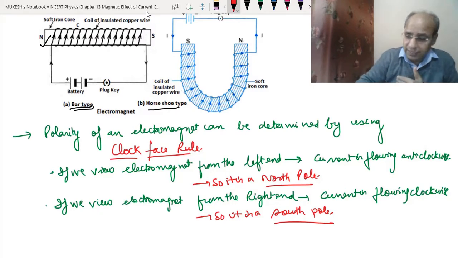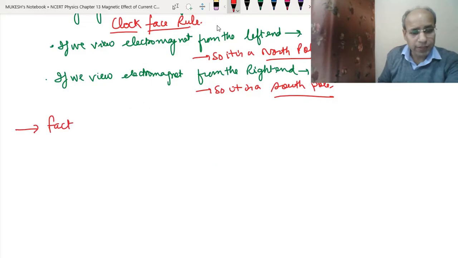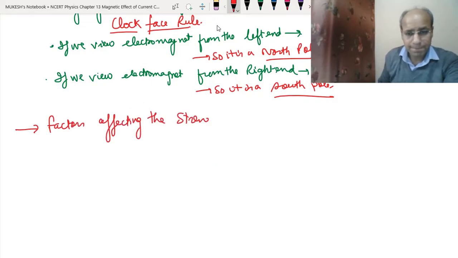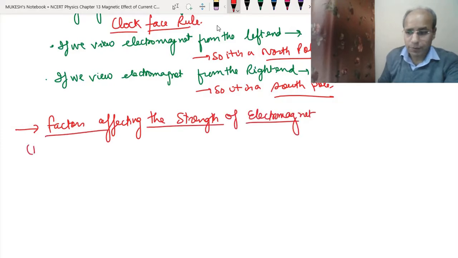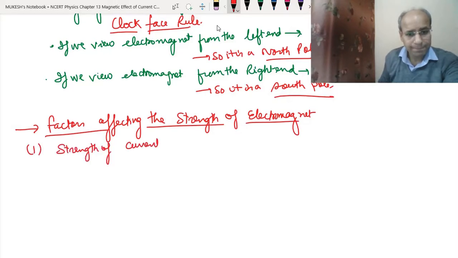So now let's write it. Factors affecting the strength of electromagnet. Number one, strength of current in coil.